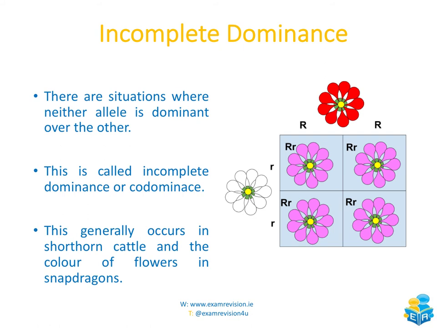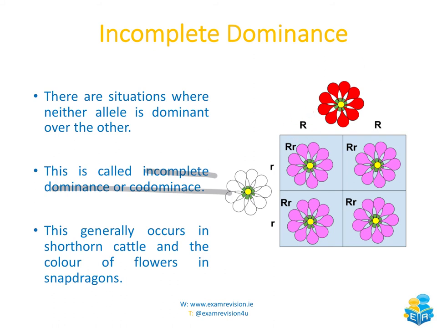Now up until this point, we've looked at situations where there was always one allele that was dominant over another. That's not always going to be the case. Sometimes there will be situations where neither allele is dominant over the other, and this is called either incomplete dominance or codominance. Okay, neither one is dominant over the other, so it's incomplete dominance, or they're codominant, there's codominance. So this generally will occur in shorthorn cattle and the colour of flowers in snapdragons. And we can see that over here in the diagram.